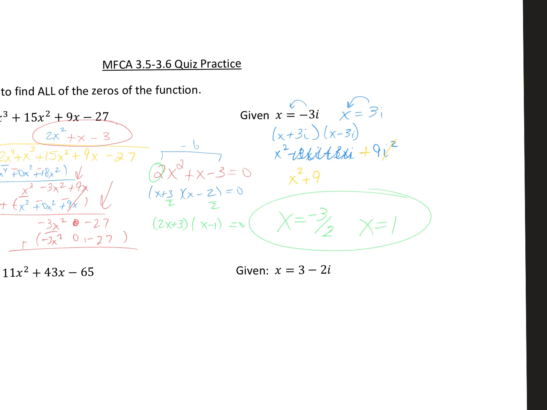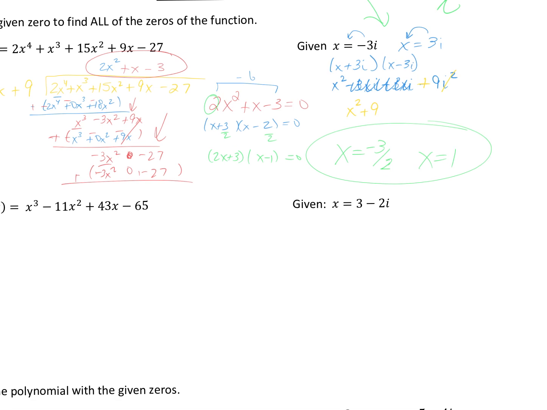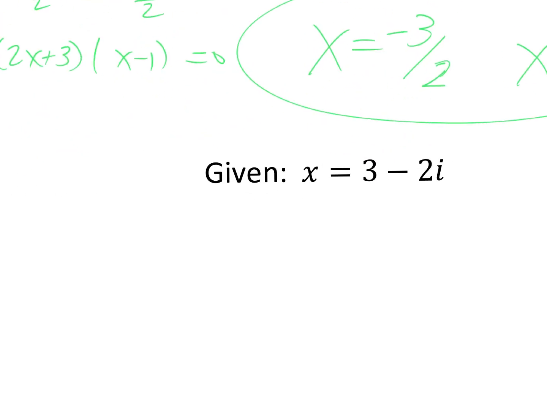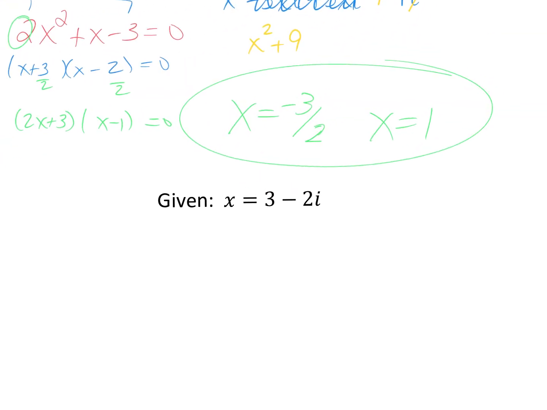Your problem ends up being a little longer when your initial roots here are simpler. When you get more of a complex root that has an imaginary part and a real part, your work's not nearly as long. All right, let's look at the next one. They gave me x equals 3 minus 2i, so I know they also gave me what else? 3 plus 2i. X equals 3 plus 2i.